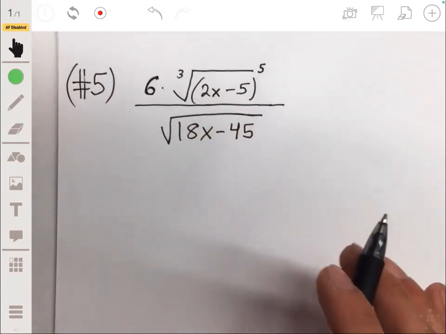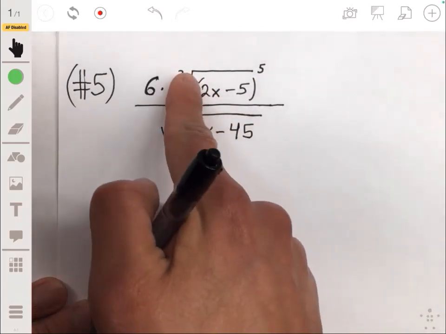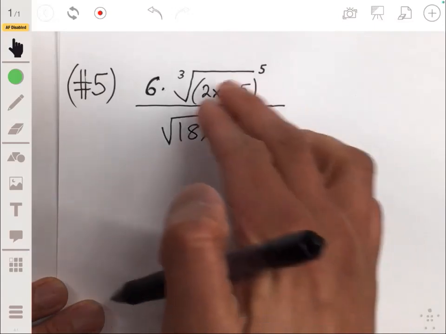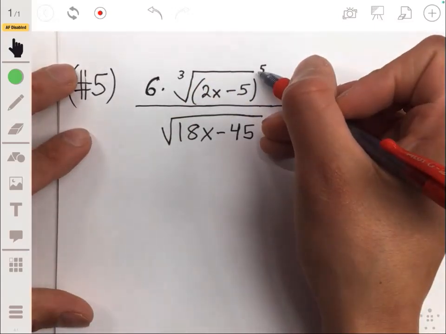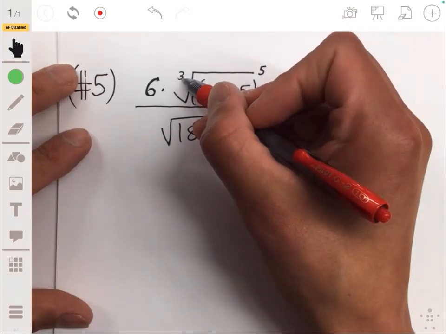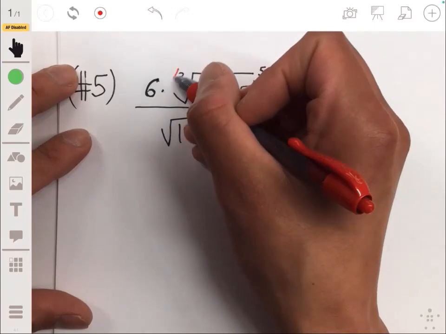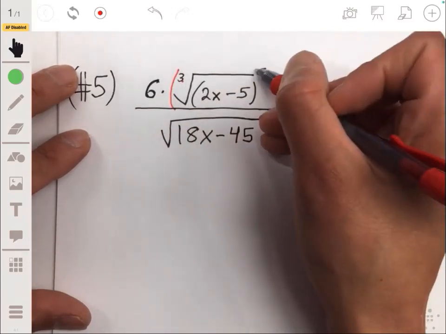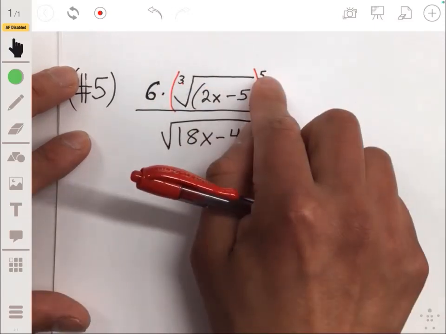Right, number 5. Here we have some radicals with these roots and powers. So let's make sure we understand what's going on here. So when you have the exponent like this, and you have the power written inside this radical symbol, essentially this whole group is being raised to the 5th power.